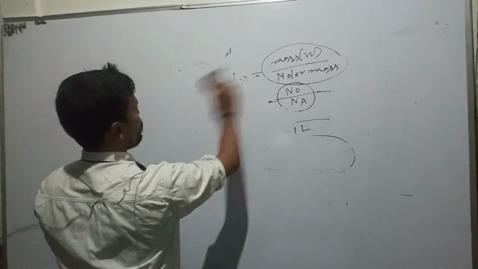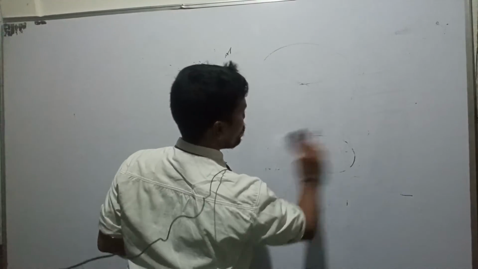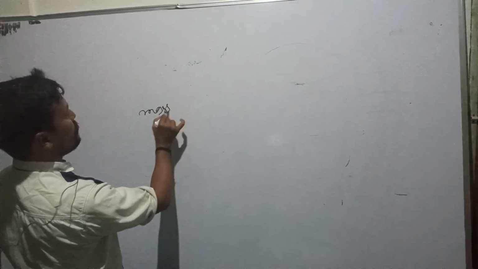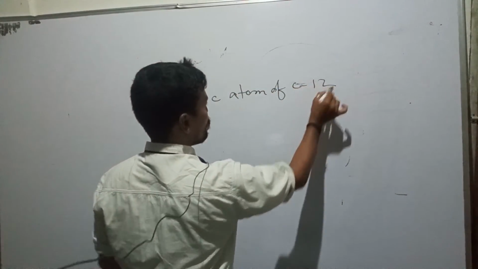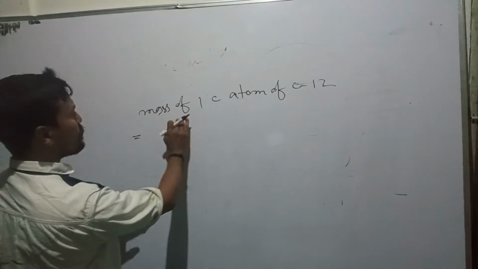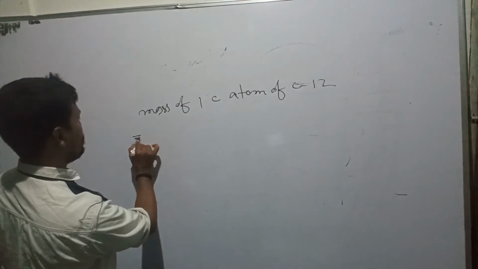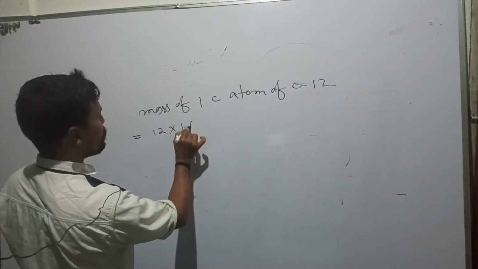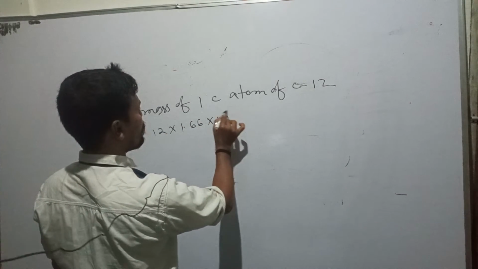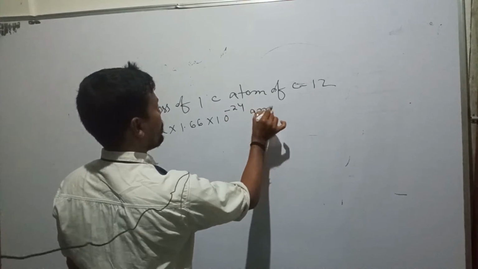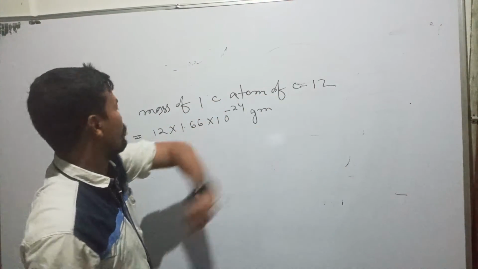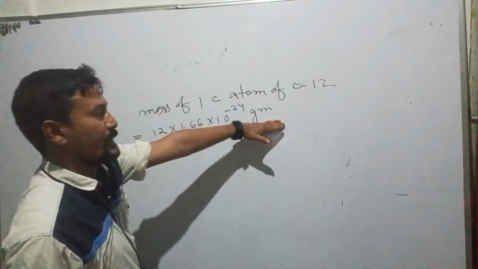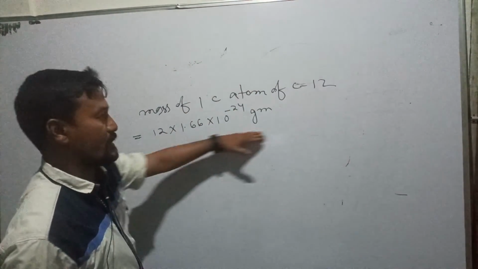Mass of one carbon atom of carbon 12 is what? So mass of one carbon atom of carbon 12 is 12 into 1.66 into 10 to the power minus 24 gram. That is mass of one carbon atom of carbon 12 in gram.